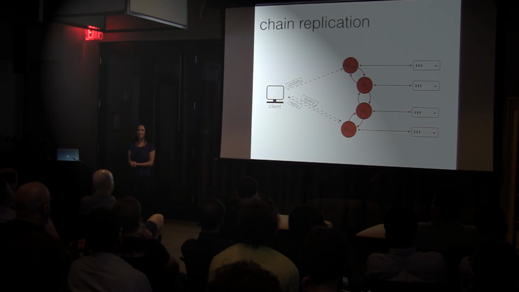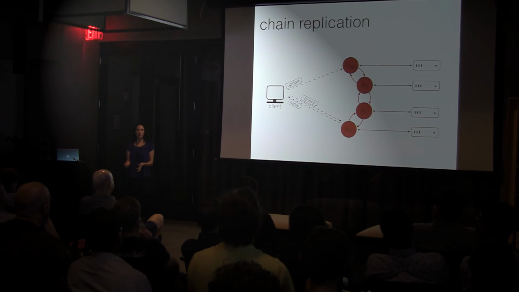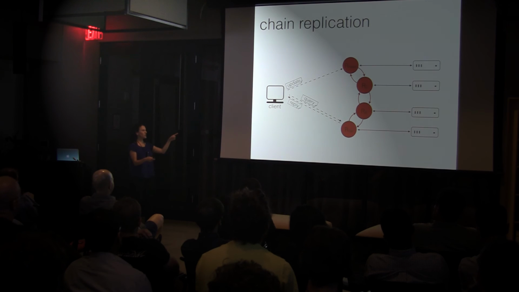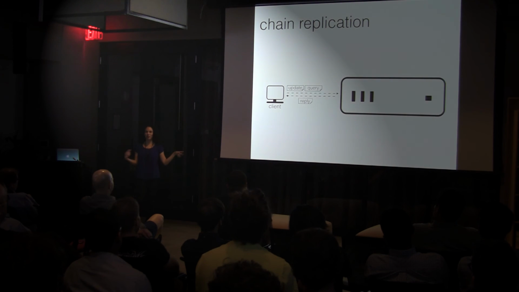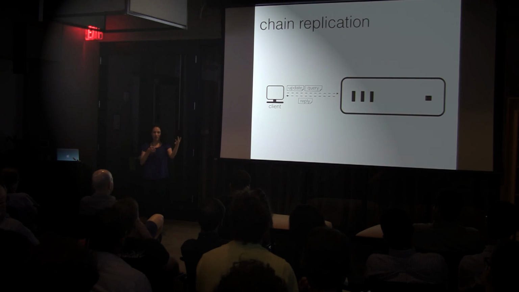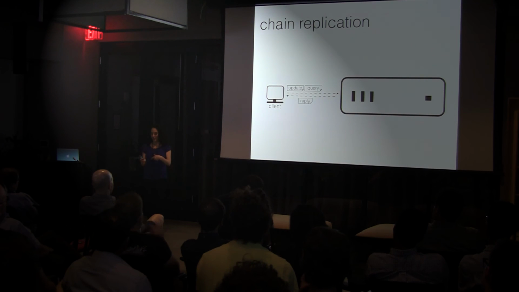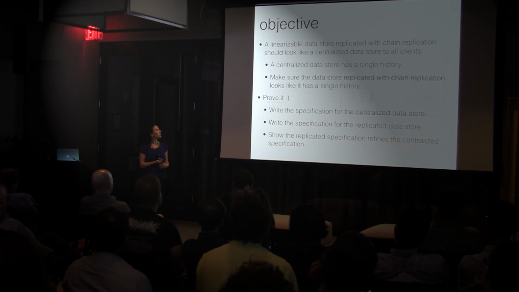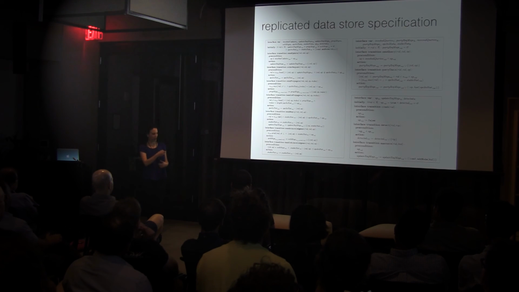Before I conclude, I wanted to show you the backstage of this work. What we try to do is we have chain replication, and with strong consistency, we want to make it look like it's one thing, right? It's centralized. So what we do in the paper is we write the specifications, or the state and state transitions, for a central client and server system, which kind of looks like this.